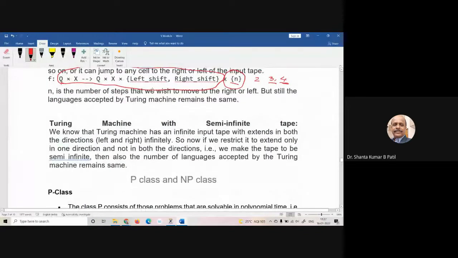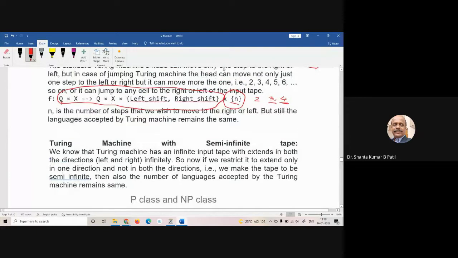Turing machine with semi-infinite tape. So what do you mean by semi-infinite tape? In the Turing machine generally, for example, this is the input tape, and you can store the input symbols, for example A, B, B. The empty cells are replaced by the blank symbol called B. So this is taking you to infinity. This end also is infinite. But in the case of the semi-infinite, this end has been terminated, and only one end is kept open.